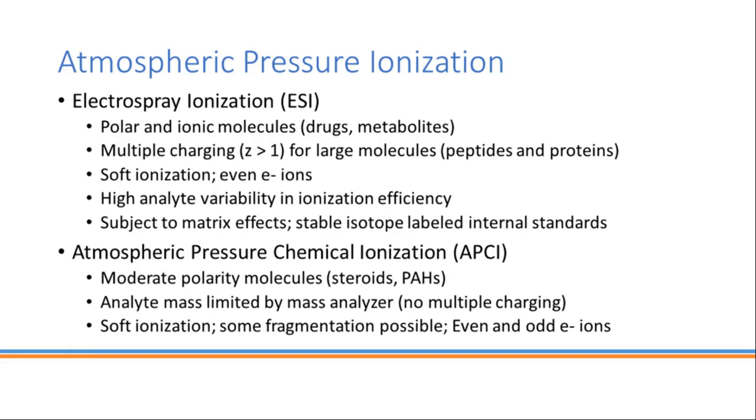So think of maybe steroids, or we've done some PAHs by APCI, more moderate polarity molecules. But we don't have any multiple charging, so we have to stay in the range of what our mass analyzer can handle. But it is a soft ionization. It can be a little bit more fragmentation than you have for ESI, and you can create both even and odd electron ions, much like from chemical ionization you could for GCMS.